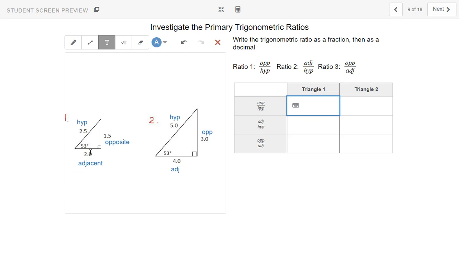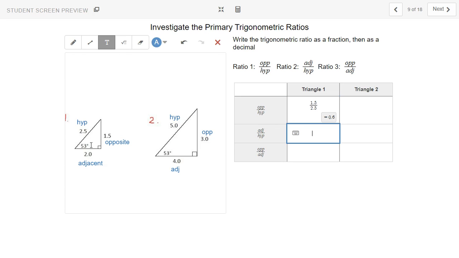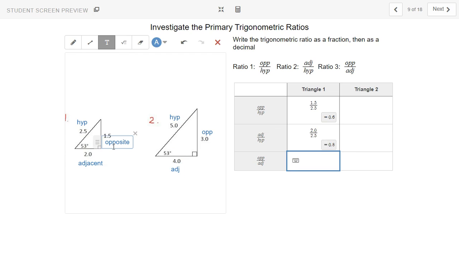Okay, so in triangle 1, opposite over hypotenuse, we have 1.5 over 2.5. It calculates it for you. As a decimal, we have 0.6. In triangle 1, adjacent over hypotenuse, 2.0 over 2.5. We have 0.8. And then the last one, we're going to take opposite and put it over the adjacent. So 1.5 over 2.0. Let's do this again for triangle 2.